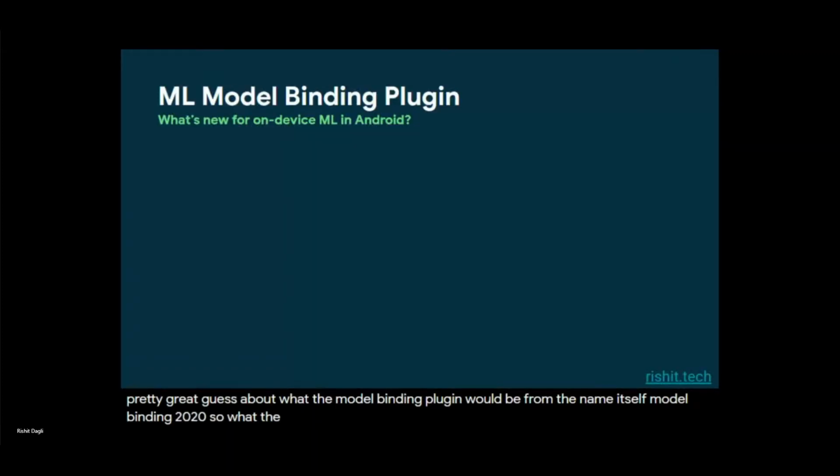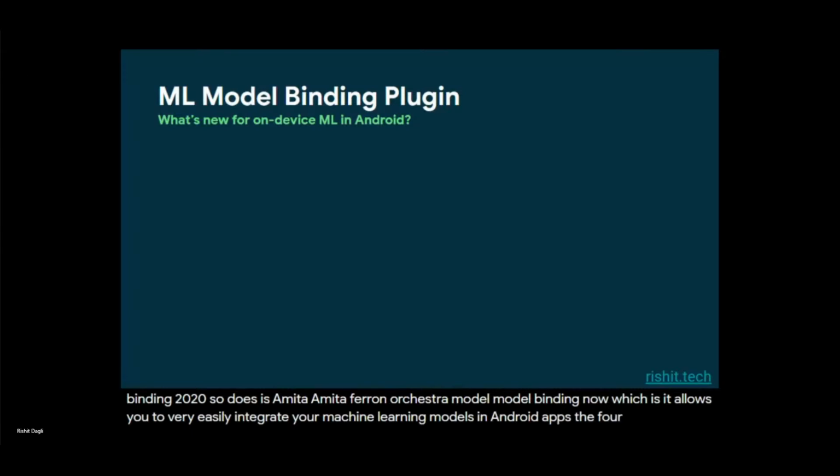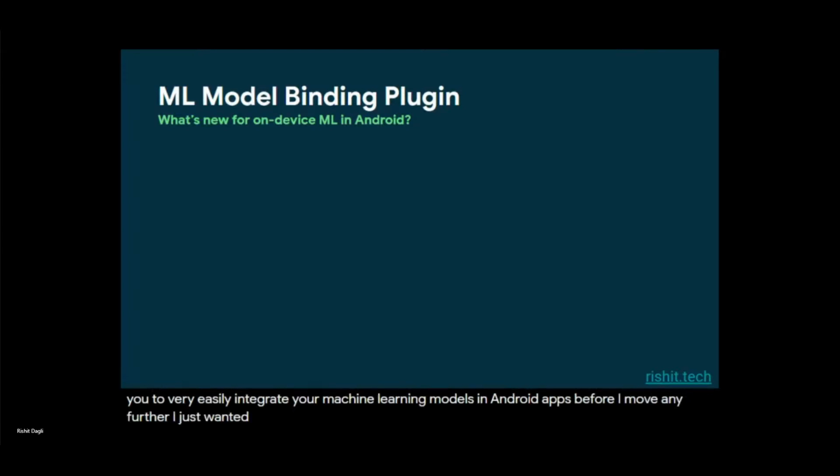So what the ML model binding plugin does is, as you might have guessed from the name, it allows you to very easily integrate your machine learning models in your Android apps. Before I move any further, I just wanted you to note that you need Android Studio 4.1 or above to use the model binding plugin.